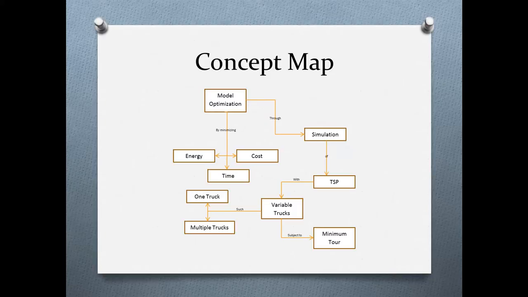So again, the overarching theme here is model optimization. We want to minimize the energy, the cost, and the time, and we want to do this through simulation of the TSP with variable trucks. So that could mean one truck or multiple trucks. We have 1 to 10, as you saw a minute ago. And this is all subject to a minimum tour, meaning that each one of the trucks has a minimum number of cities that they must visit.